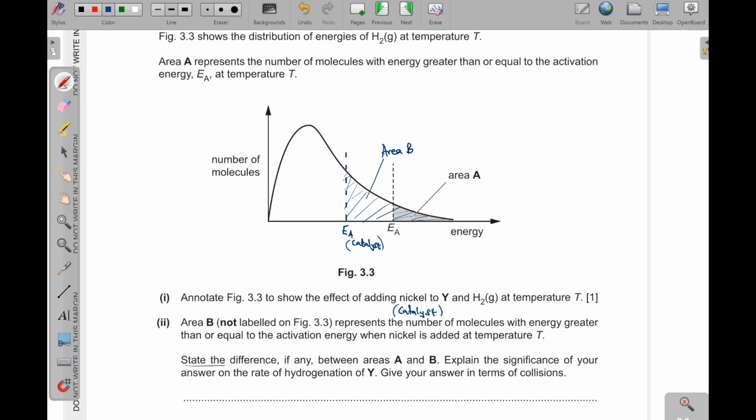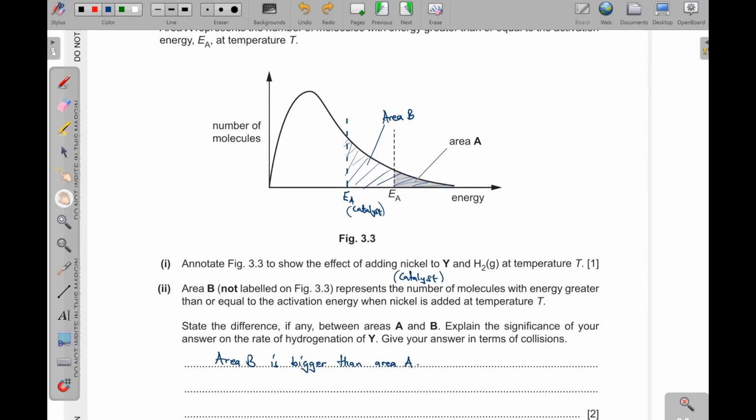And then they are saying that state the difference, if any, between the areas A and B. The difference is there. Okay. Area B is bigger. We can say greater, whatever, is bigger than area A. Explain the significance of your answer on the rate of hydrogenation of Y. Give the answer in terms of what? Collision.